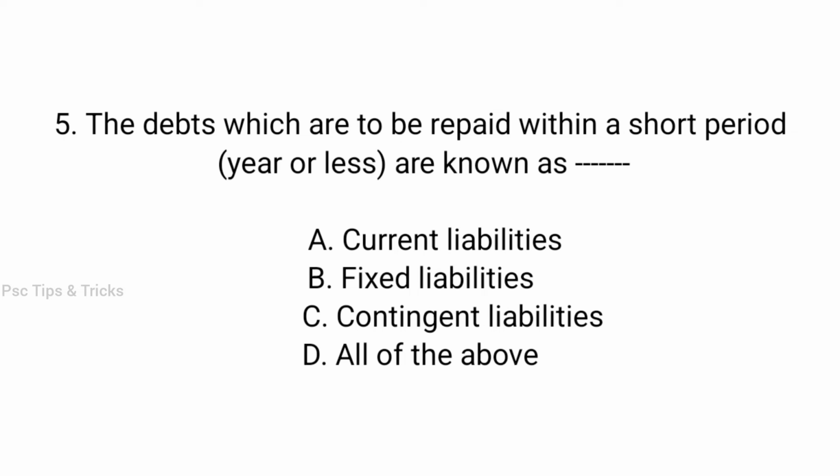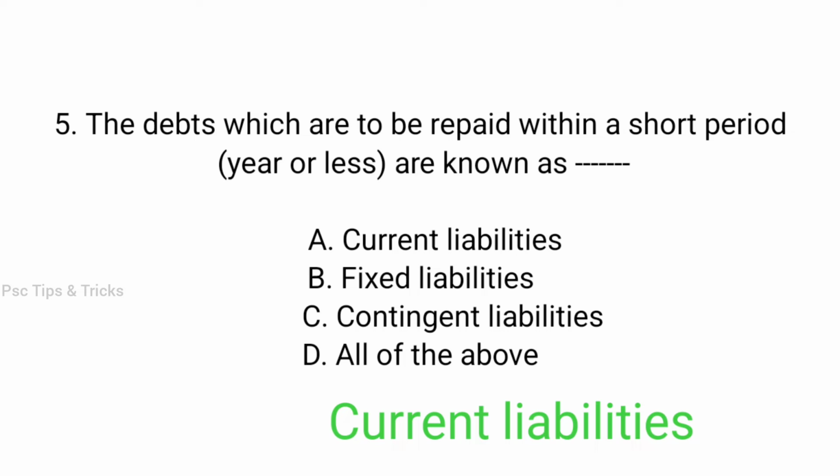The debts which are to be repaid within a short period, 1 year or less, are known as dash. Options: current liabilities, fixed liabilities, contingent liabilities, all of the above. Answer: option A, current liabilities. The debts which are to be repaid within a short period, 1 year or less, are known as current liabilities. Current liabilities are companies' debts or obligations that are due within 1 year or within a normal operating cycle.